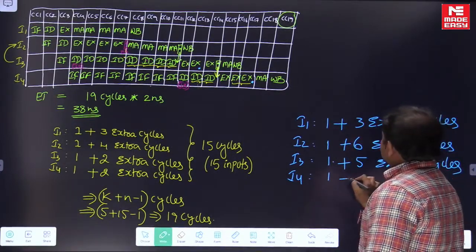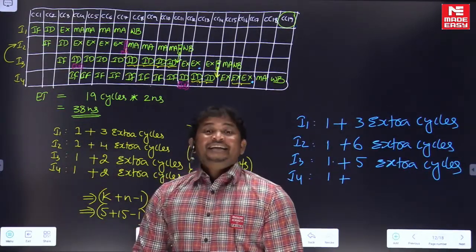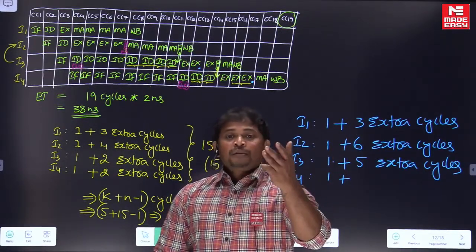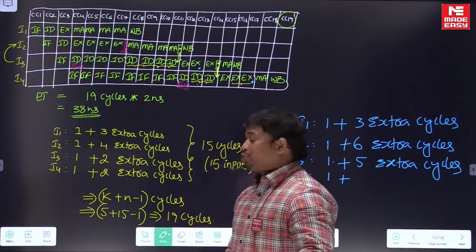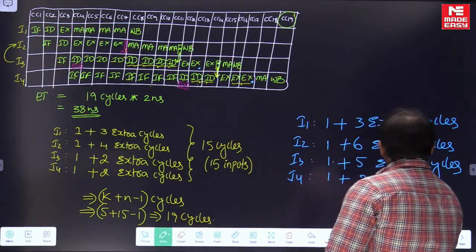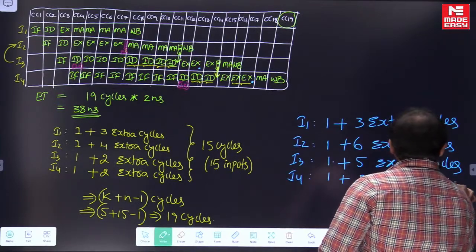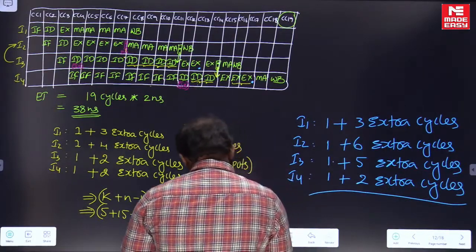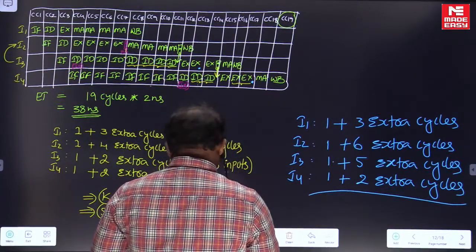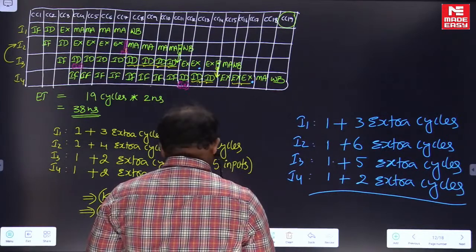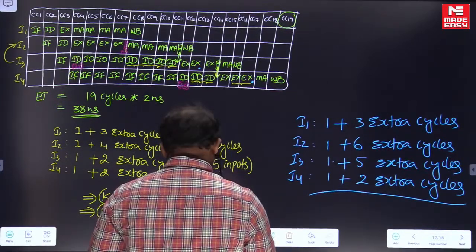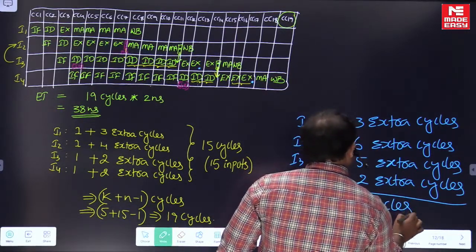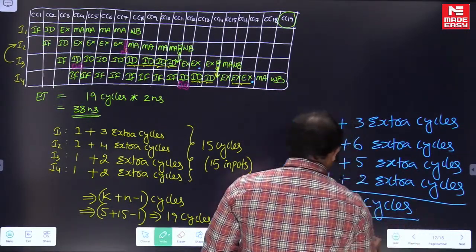Okay, right. Next I4. I4 EX stage is taking 3 cycles. Therefore, 1 is common. From the 3, 1 is common means extra cycles 2. 2 extra cycles. Okay, so total how many? Count it. 4 plus 3 plus 6 plus 5 plus 2. That is 20 cycles. Okay, 20 cycles means n equal to 20.